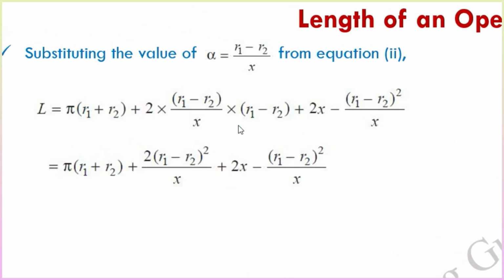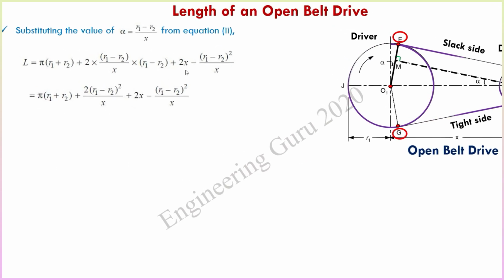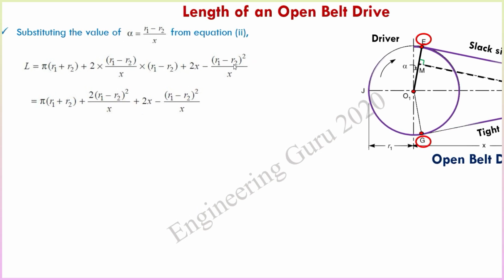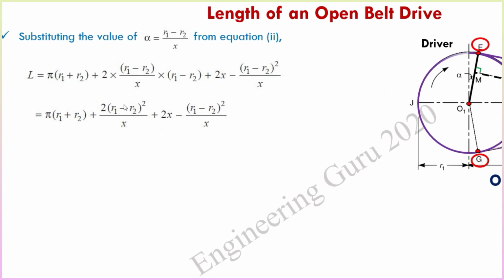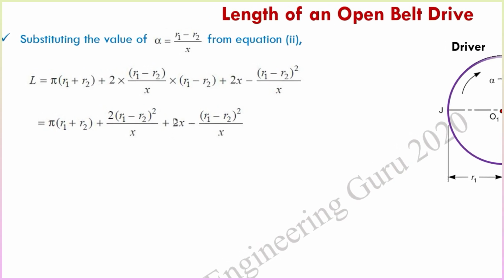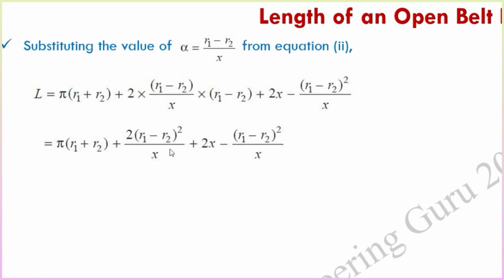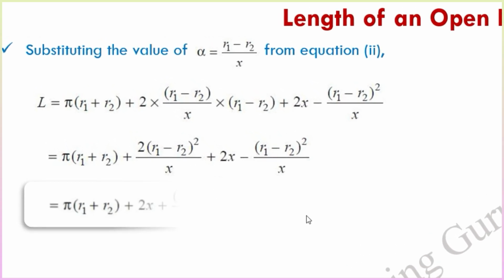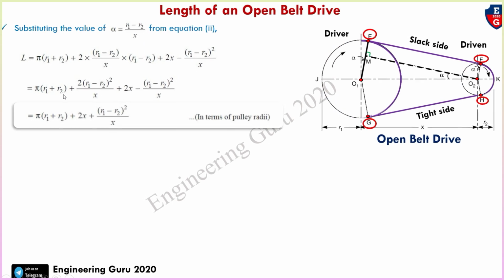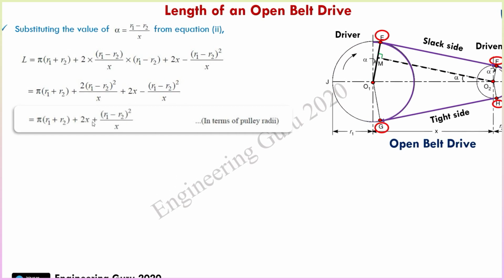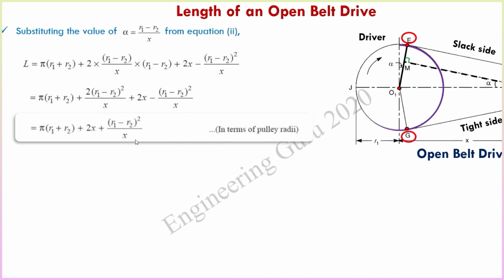We gather these two terms: this is 2 (R1 minus R2) square divided by X plus (R1 minus R2) whole square divided by X. So both terms are the same, this is plus and this is minus. So 2 minus 1 means remaining (R1 minus R2) whole square divided by X. So we can write pi into bracket (R1 plus R2) plus 2X plus (R1 minus R2) whole square divided by X.